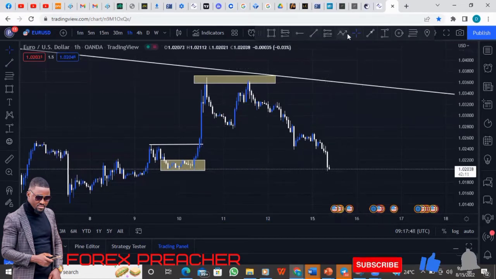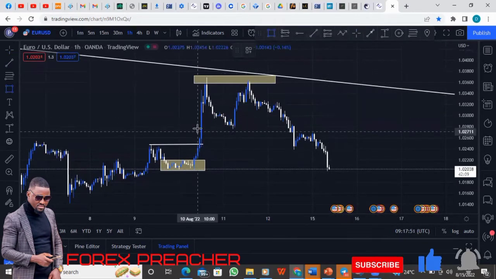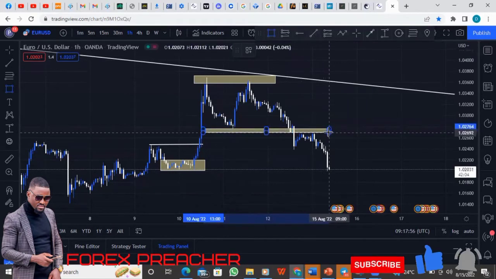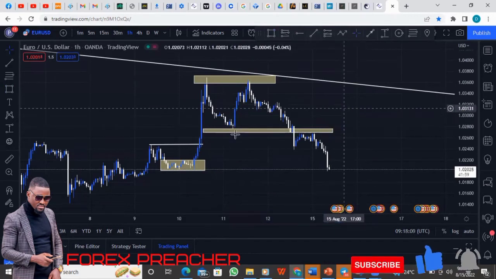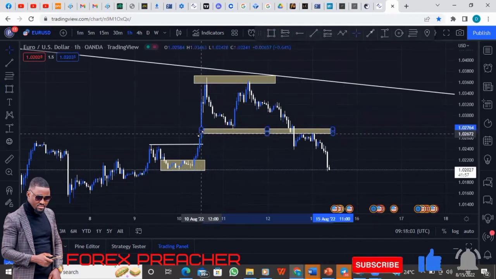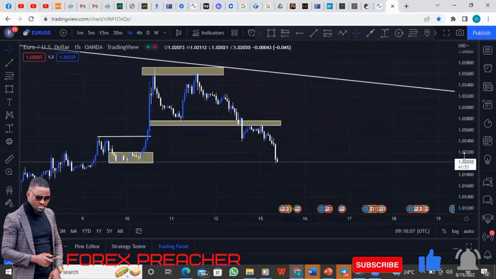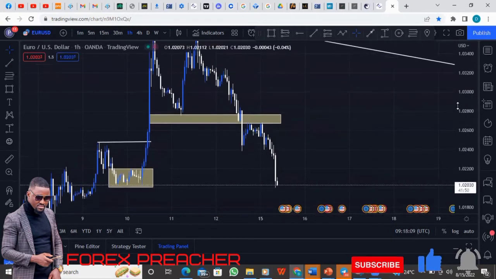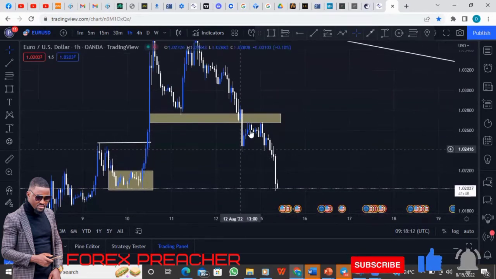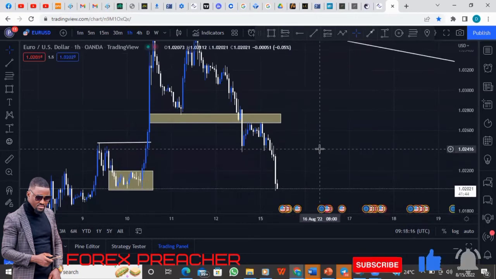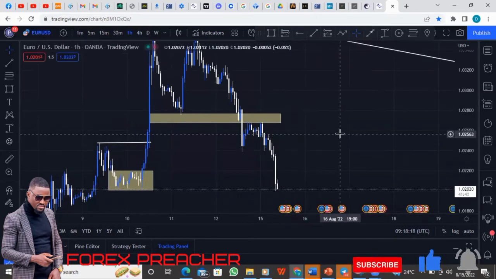So the focus is going to be here now. After the break on the neckline, this is where we got our setup, or this is where I got the Euro USD setup. At least every trader should be expecting a retest after a break of the neckline, and then the market should come down. Very, very simple. There is nothing that should be complicated over here.